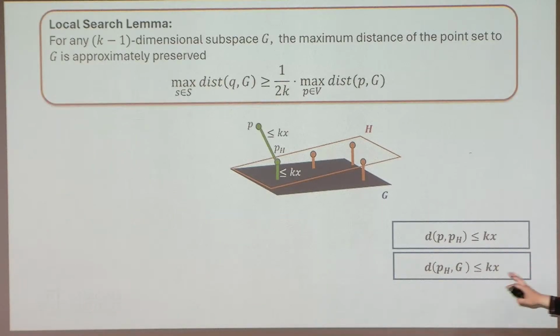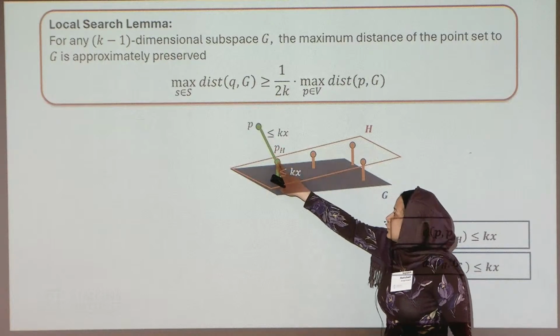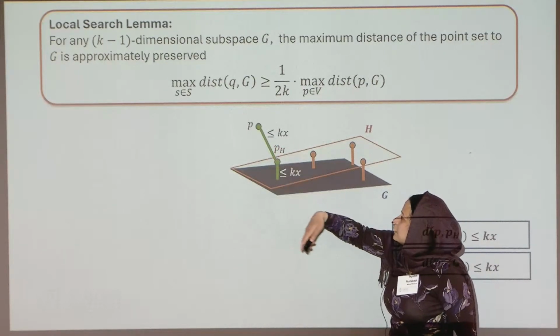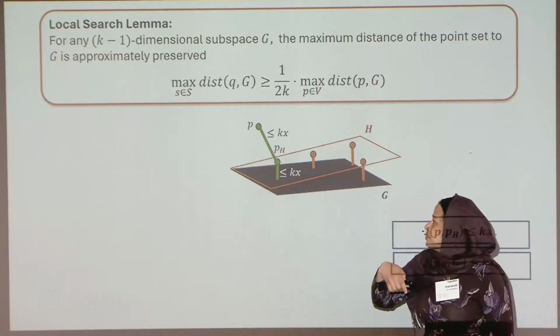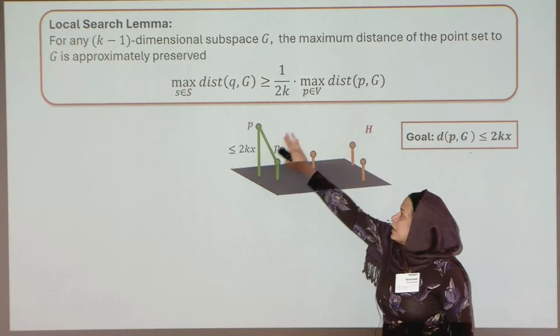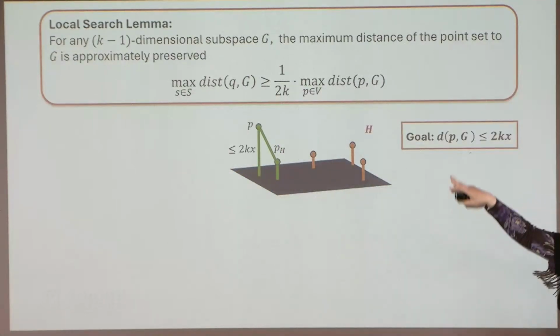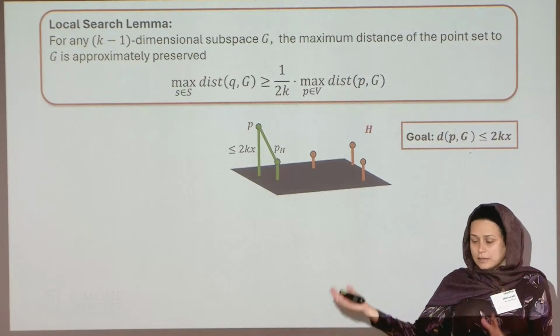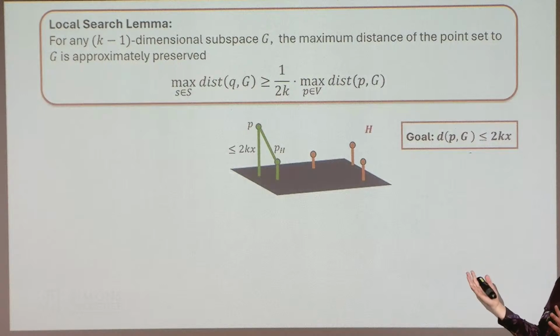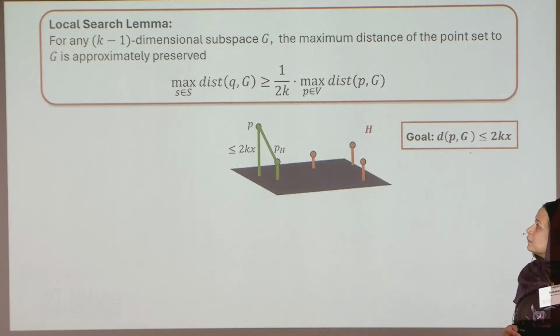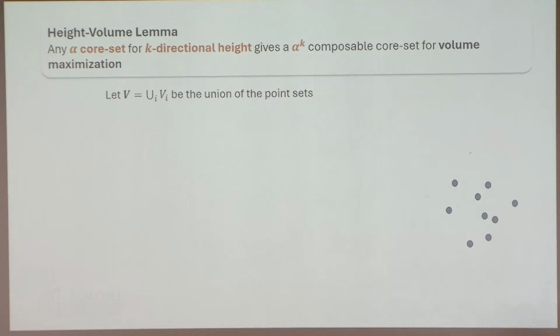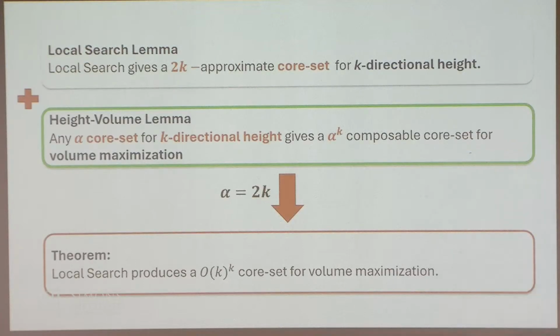And again, using similar arguments, one can show that this distance is also at most kx, and therefore, another triangle inequality would show that the distance of P to this subspace is at most 2 times k times x, giving us a factor 2 approximation. So this basically shows that the local search algorithm that maximizes the volume gives a coreset for k directional heights that has approximation factor 2k and size only k. Again, this is a normal coreset, not a composable coreset.